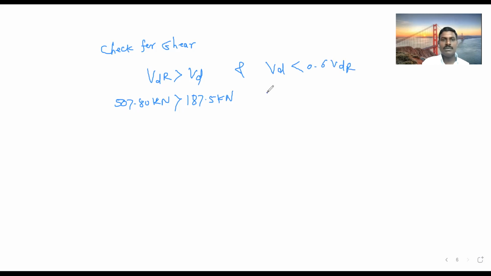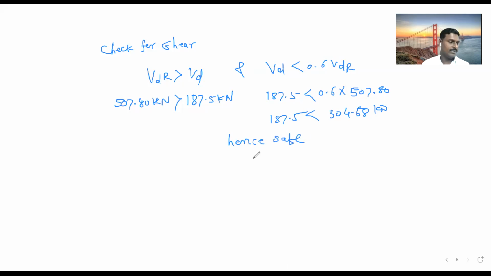So VD is 187.5. It should be less than 0.6 into 507.80. So how much is this value? 0.6 into 507.80 is 304.68. So I think this is safe, correct? All the values are satisfied. So hence safe.